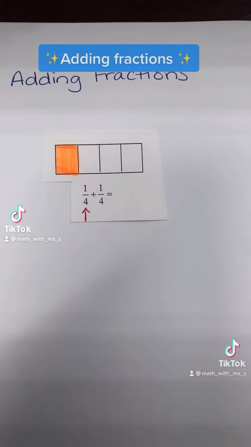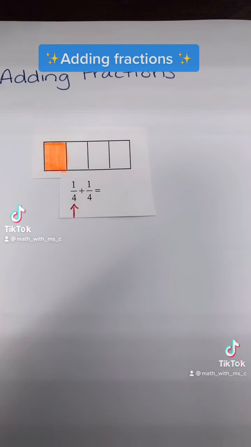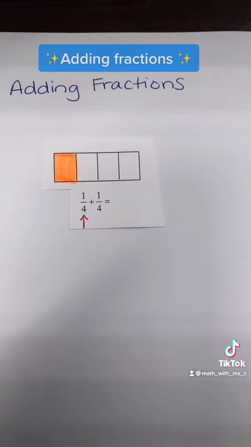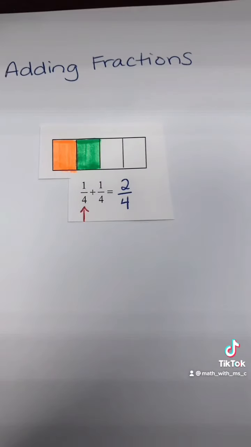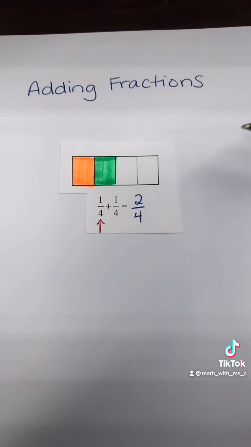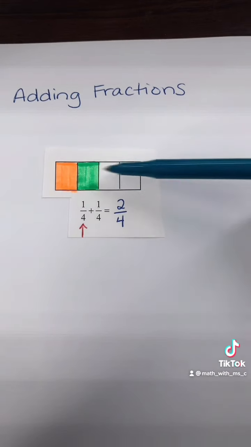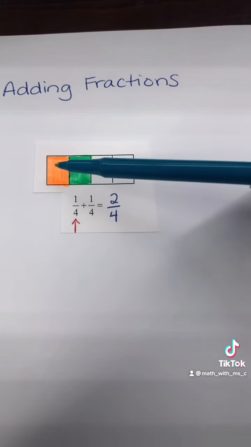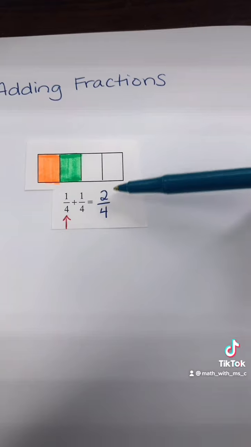What I shaded it as 1/4. What I'm going to do is add 1/4 to the 1/4 that's there. When your denominators are the same, it's easy because it's already in fourths. So I shaded 1/4 plus another fourth equals 2/4.